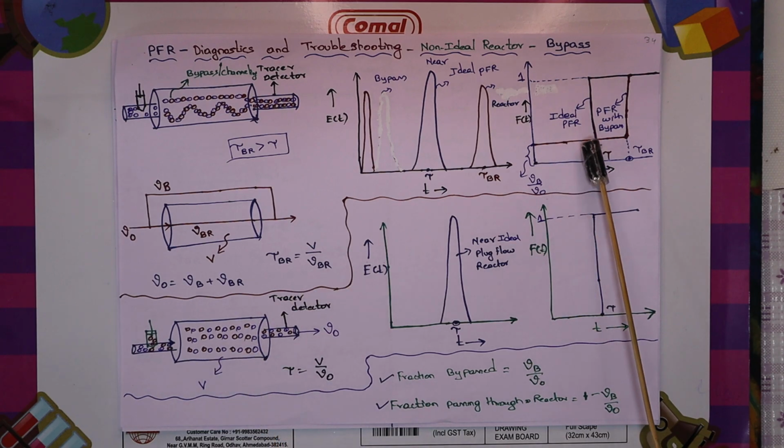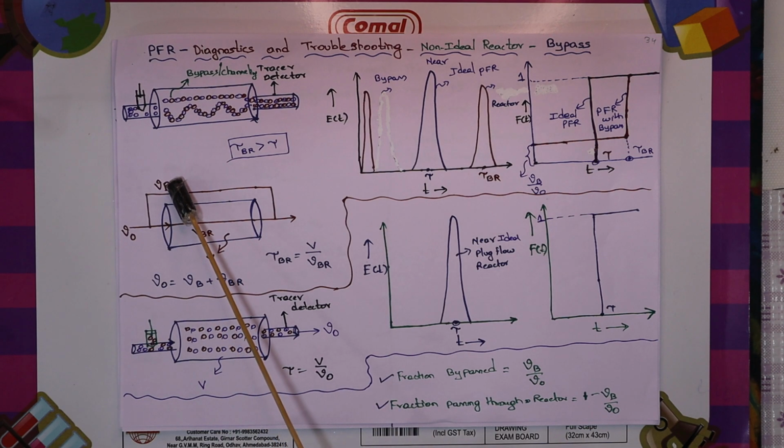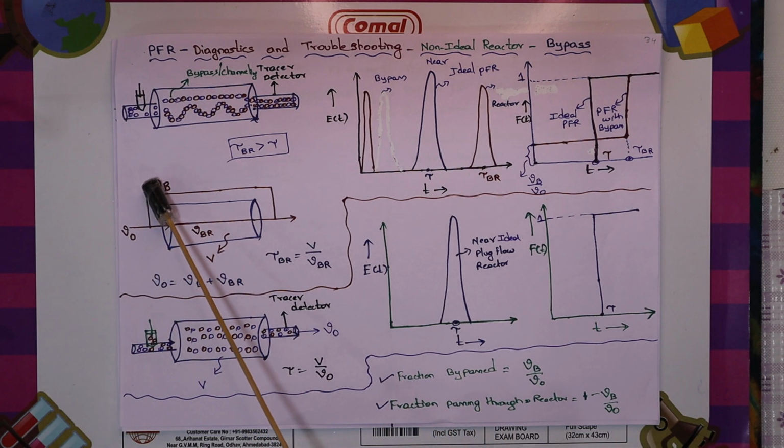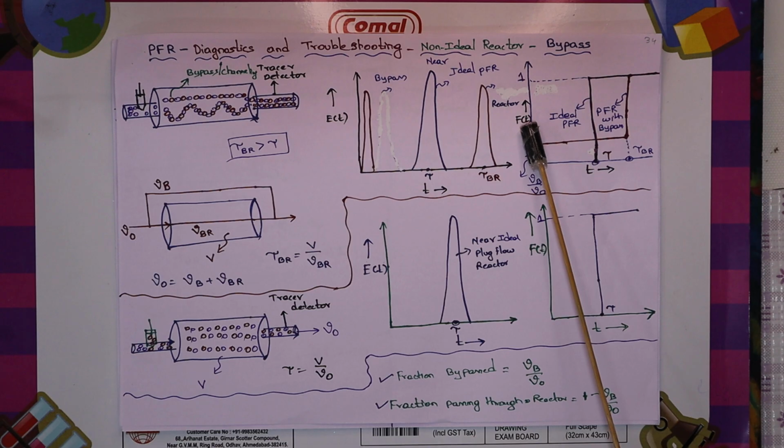Okay. Then how does the F of t graph look? It depends upon how much is bypassing. How can you say how much volumetric flow rate got bypassed? Simple. Fraction bypassed is the volumetric flow rate that is bypassed divided by the total volumetric flow rate. What is the fraction passing through the reactor? That is 1 minus nu B by nu 0. If this much fraction has gone into bypass, the remaining fraction, 1 minus nu B by nu 0, has gone into the reactor. So how does the F of t graph look?